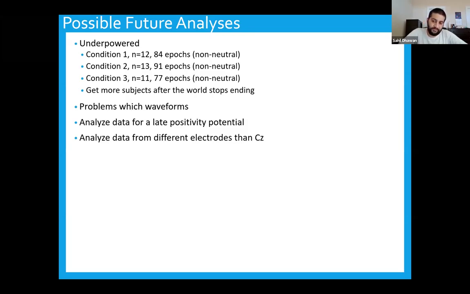So hopefully after this virus goes away, we can get more data and more subjects and get some better answers about what's going on here. We also need to analyze our waveforms and see what's going on with sounds 8 through 14 that made them so different from the rest of our sounds. And the next thing is, we could possibly try analyzing from different electrodes. I don't know if you can see my video, but CZ is around here, in the center and top of the head. So maybe we could try some different electrodes on the top of the head to see if we can get better data.